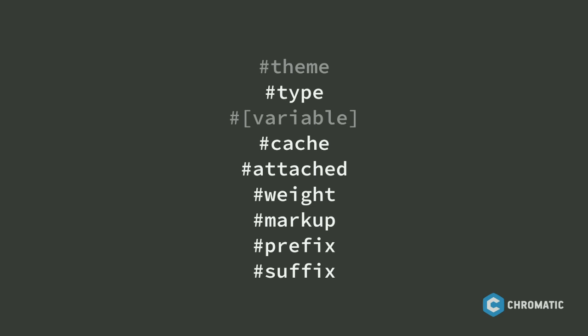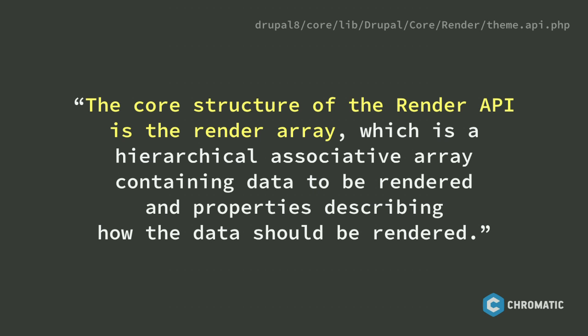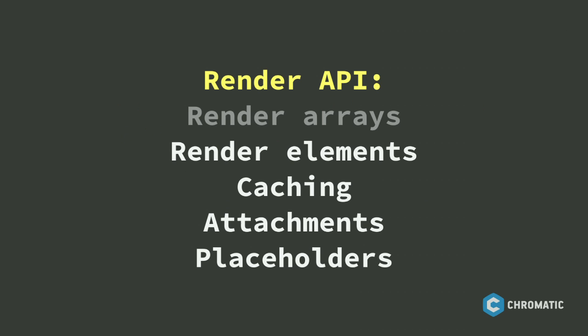And just to kind of put a lid on render arrays and understand their role in the overall render API, we've got this quote: the core structure of the render API is the render array, which is a hierarchical associative array containing data to be rendered and properties describing how the data should be rendered. But it's the core structure of the render API. So we get that now. We've talked enough about render arrays.